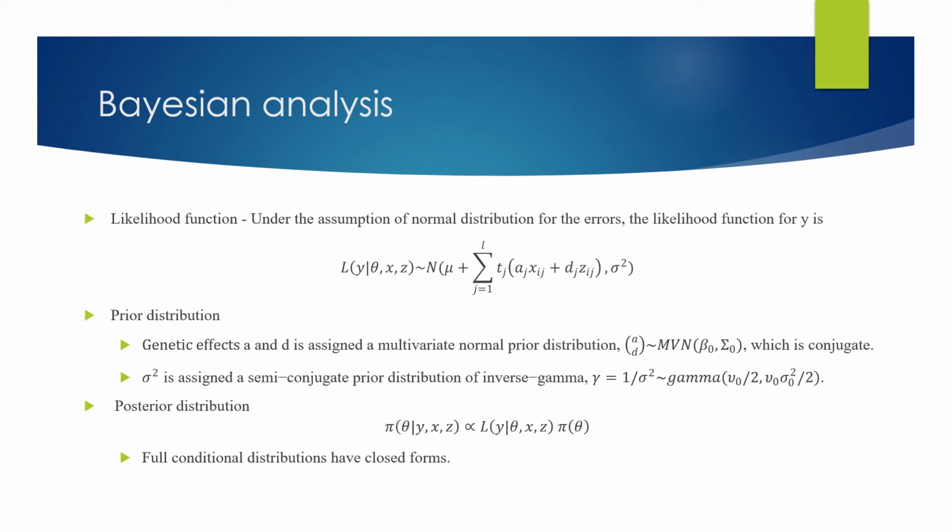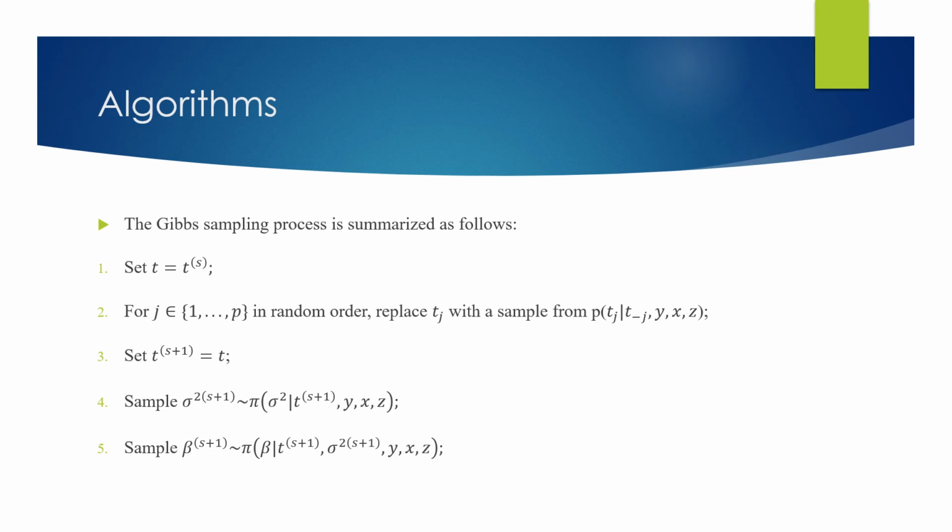So with the likelihood function and the prior distribution, we can derive the posterior distribution using Bayes' theorem. And we also know that the conditional distributions for the parameters have closed forms. And then we use Gibbs sampling to derive the posterior distribution of the parameters. And here is the algorithm.